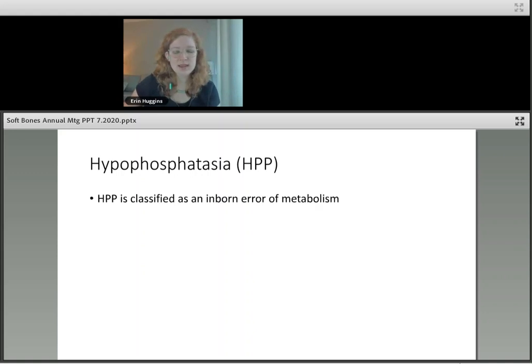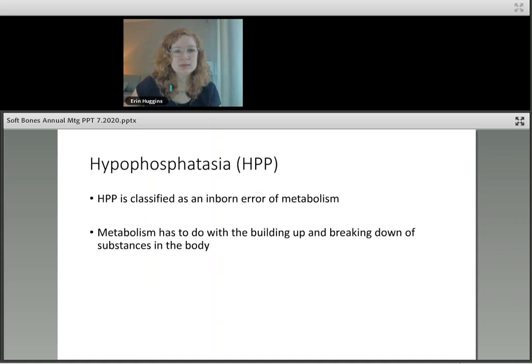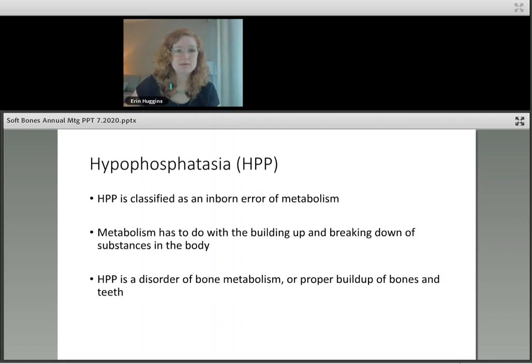So first I'll start with a brief overview of HPP, very similar to Dr. Kishnani's overview. So HPP is classified as an inborn error of metabolism or a metabolic disorder. A lot of the time in genetics when we're referring to metabolism, you think about diet and food, but there's also metabolism of bone. So metabolism refers basically to any process that has to do with building up or breaking down of substances in the body. And so HPP is a disorder of bone metabolism in that it is a disorder of the proper formation of bones and teeth.